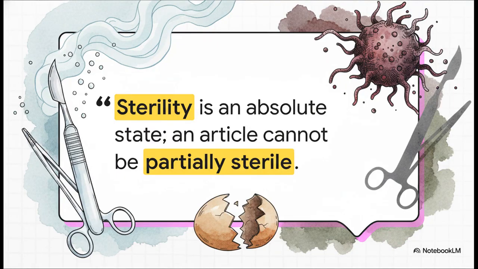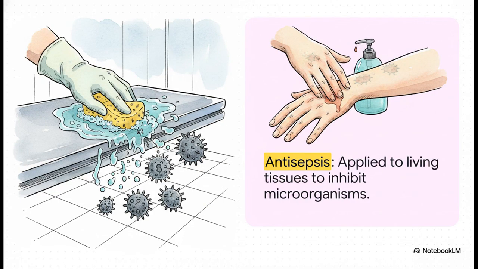The big takeaway here is that sterility is an absolute state. To put it bluntly, and you'll hear this joke in hospitals, claiming a surgical instrument is partially sterile is exactly like saying someone is partially pregnant. It just doesn't exist. It either is or it isn't. If even a single resistant spore remains, that instrument is not sterile. Period.